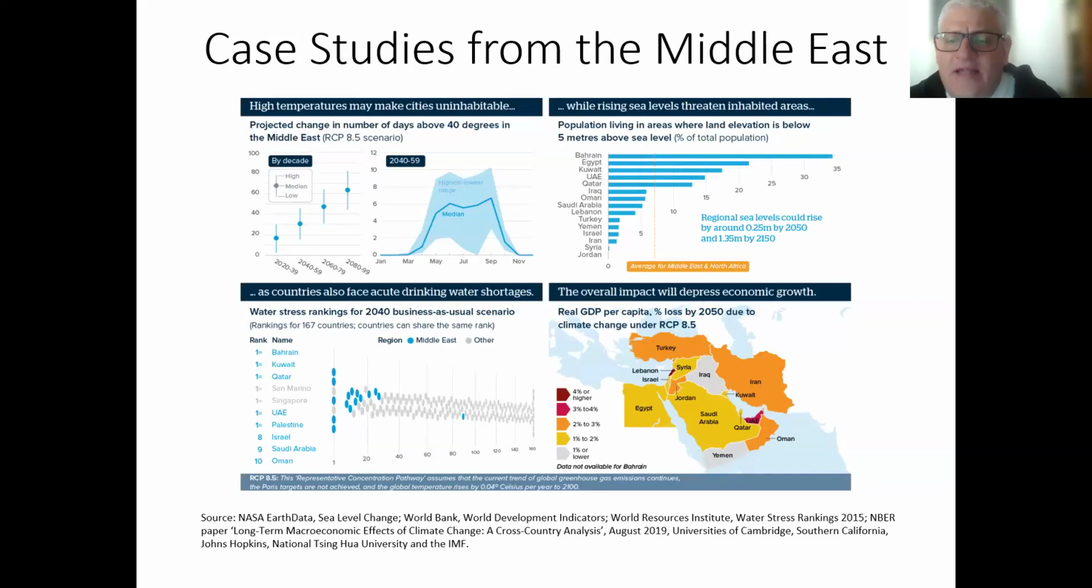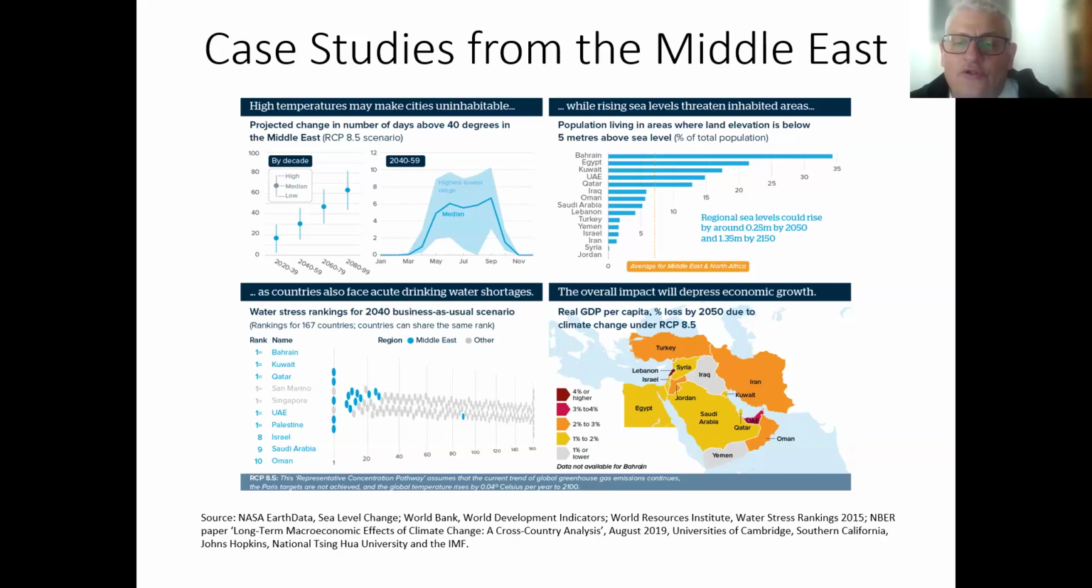And this is just a snapshot of what's happening in the Middle East region, because we're going to be talking about this quite a lot, given that this is a program taking place in Israel in the Middle East. So here you can see how the Middle East region is already facing significant challenges with respect to climate change and water. So in the top left there, we see, for example, predictions of what's going to happen in terms of increased temperatures in a variety of cities in the Middle East, making it probably uninhabitable. For example, the title there says, projected change in the number of days above 40 degrees in the Middle East.